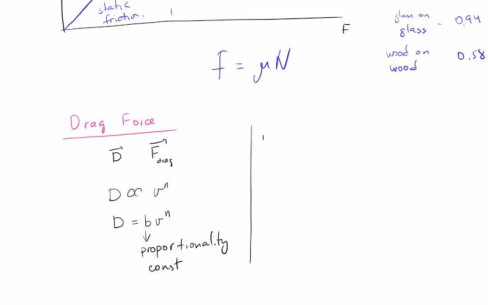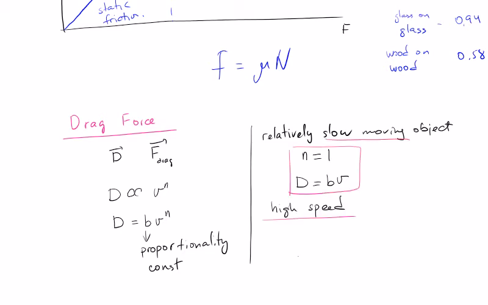Now, for a relatively slow moving object, the drag force is often well described if n equals 1. So pretty much you could say drag force equals b times v. When an object moves at a high speed through air and other gases, the magnitude of drag force is proportional to the square of the speed. N equals 2, and the drag force equals b times v squared.